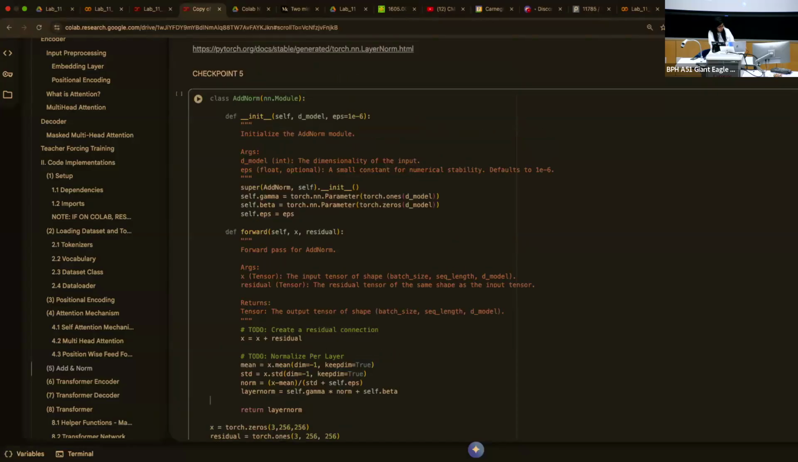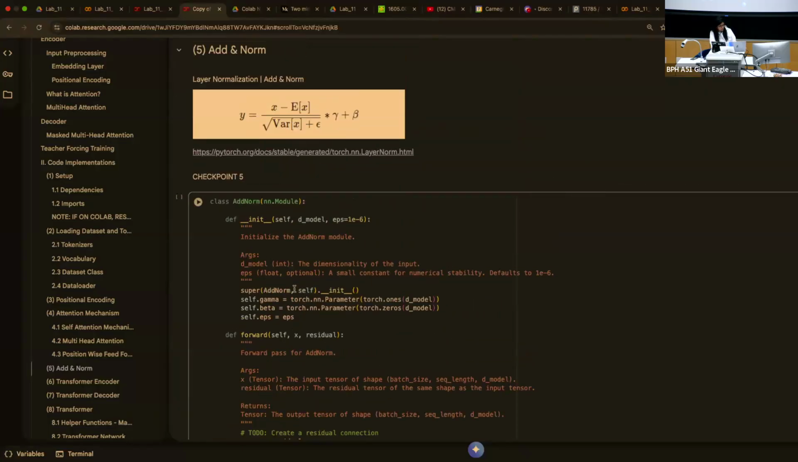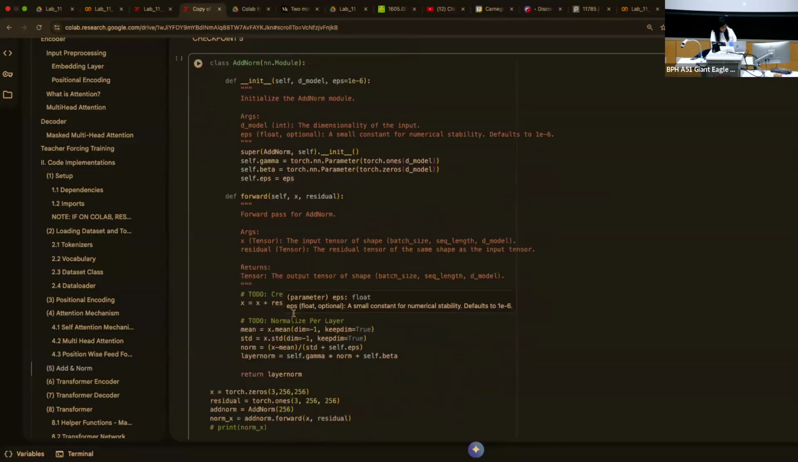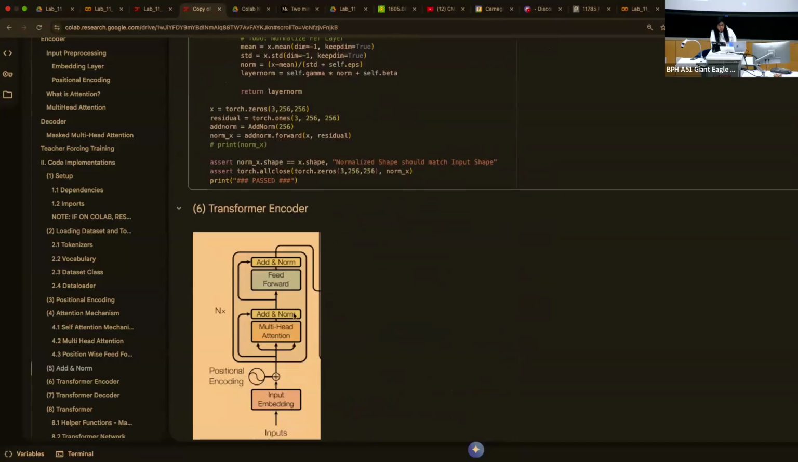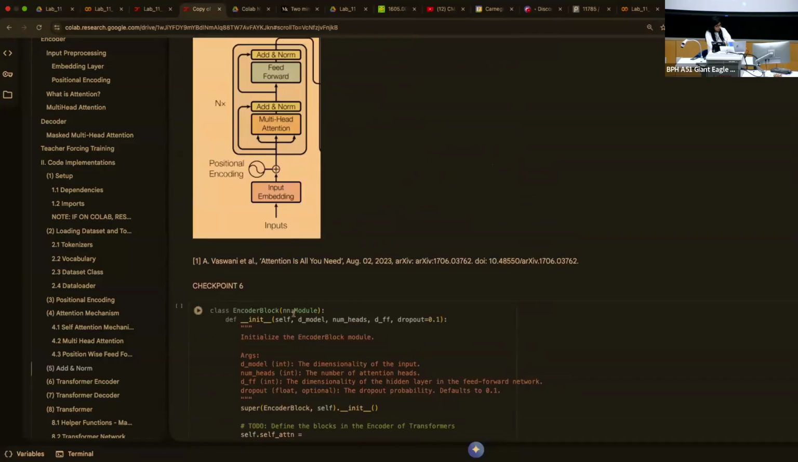Okay, so this was just the implementation of layer norm according to the formula that's mentioned in the notebook as well. Okay, I hope everyone is following. Moving on to the sixth checkpoint.